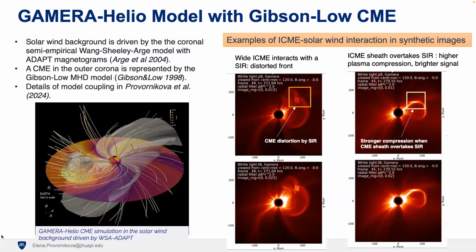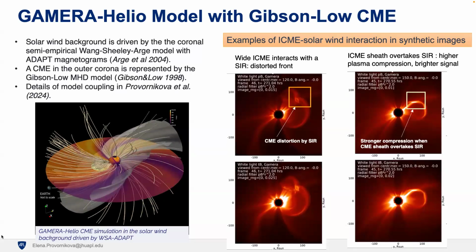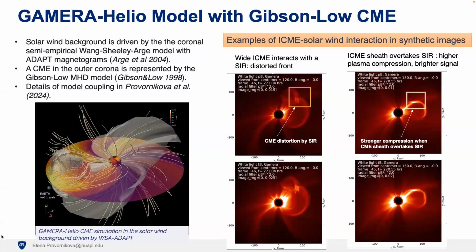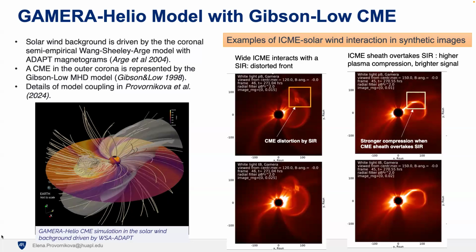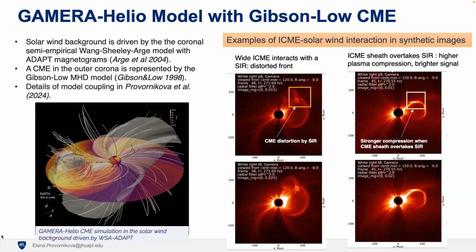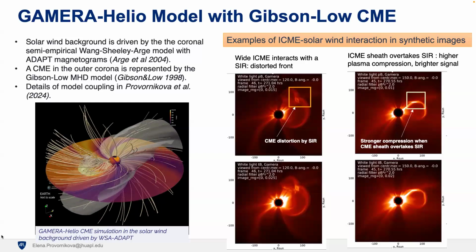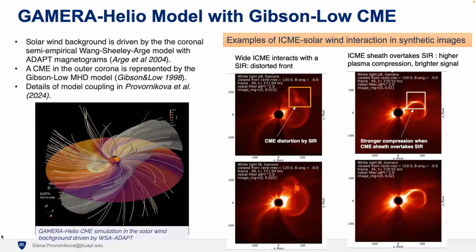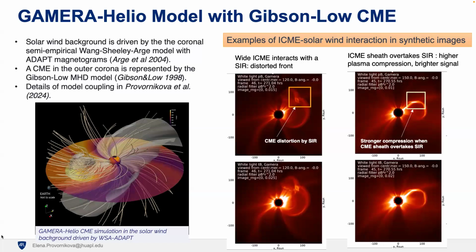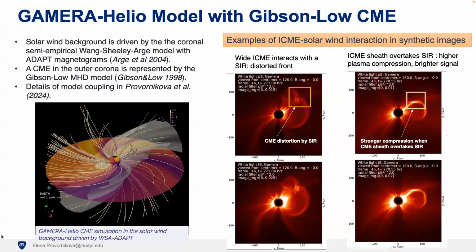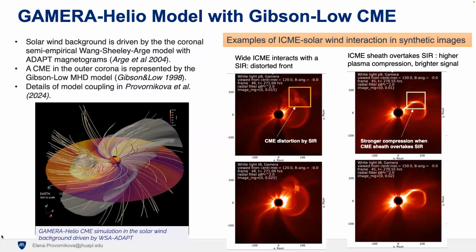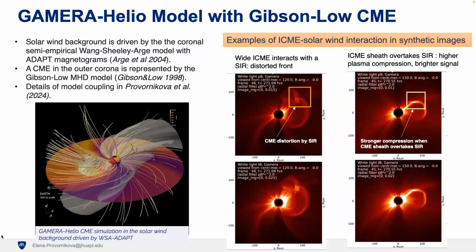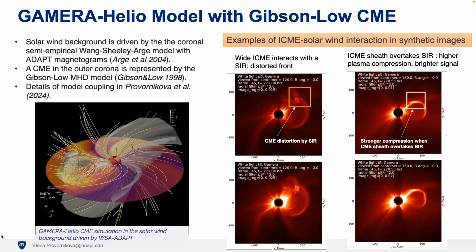And I'd like to show just a couple examples on the right side. These are synthetic images of total brightness and polarized brightness in a couple of cases. On the left, we're looking at the case of a wide CME interacting with the solar wind background, and especially I would like to take your attention to the distortion of the CME front that happens due to interaction of a CME with the background stream interaction region. Having both synthetic images and simulations really helps us to understand what we're seeing in these images.